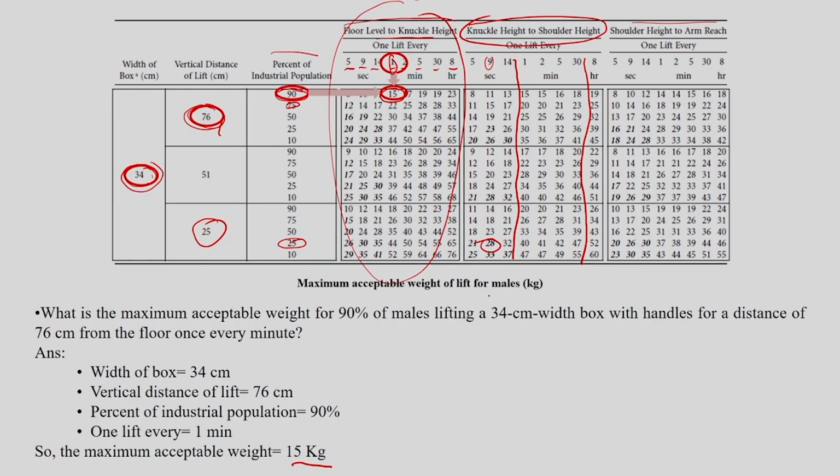Here this particular table is for male, you have a similar table for female, and similar tables for other widths of the boxes. You can get that from the original paper of Snook's table. I have taken this one just as an example. I hope it is clear how to read this table.